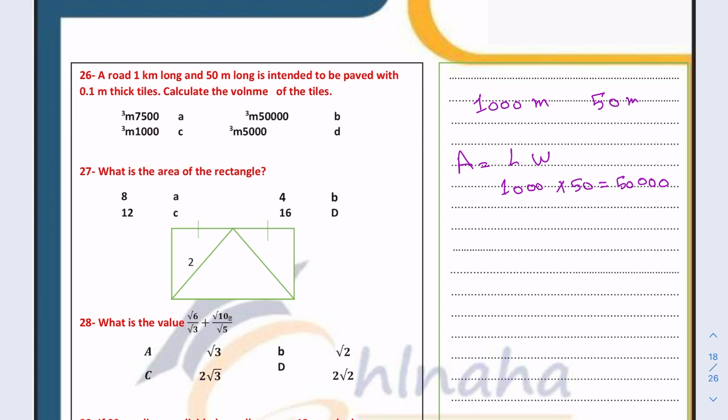If I want to find the volume, it equals length by width by height, which is length by width. We got it, it was 50,000, multiplied by the tiles, which is 0.1, which will be 5,000, which is D.